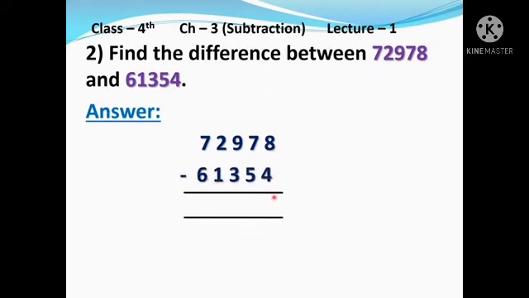8 minus 4, 4. 7 minus 5, 2. 9 minus 3, 6. 2 minus 1, 1. 7 minus 6, 1. Answer is 11,624.